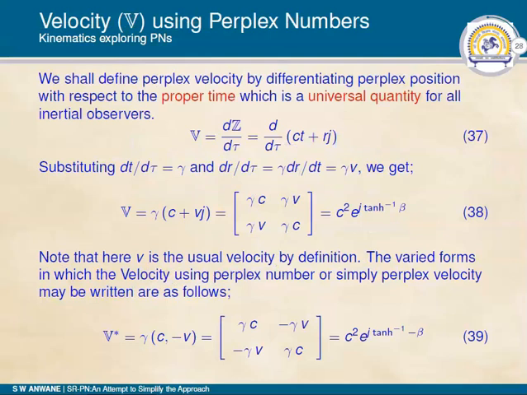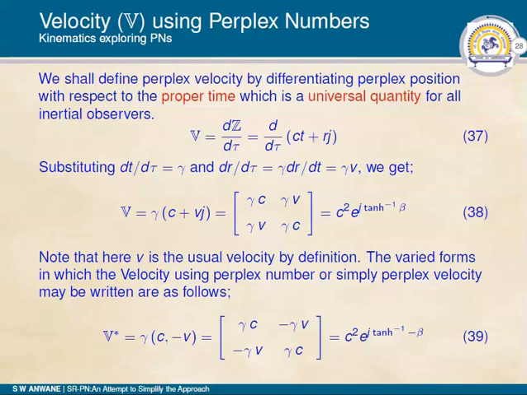Now we are in a position to define velocity using perplex numbers, and we shall be calling that perplex velocity. To obtain perplex velocity, we need to differentiate perplex position with respect to proper time, which is a universal quantity, as we have discussed, for all inertial observers. So capital V is dz by d tau, and when we operate this differential operator on z, we are in fact operating it on ct plus rj.